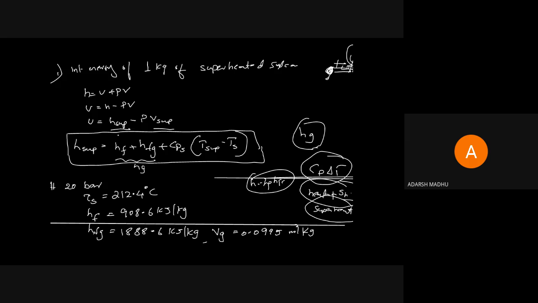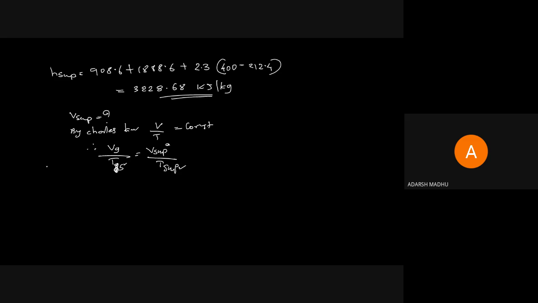The whole value is given, so directly find the value of V superheat. V superheat equal to Vg by Ts into T superheat. Vg value is 0.0995, divided by Ts value, which is 212.4. But you want to take this temperature to Kelvin scale.